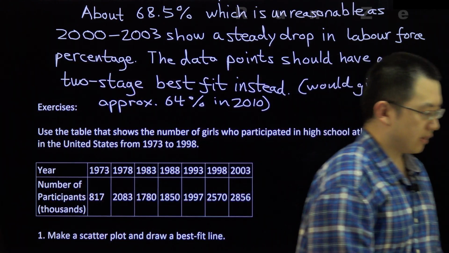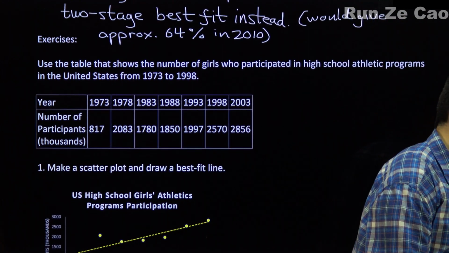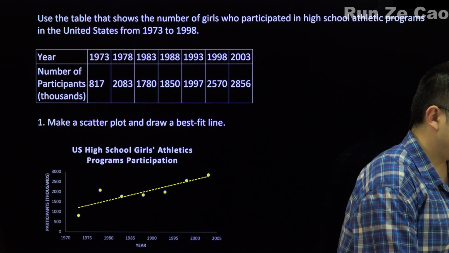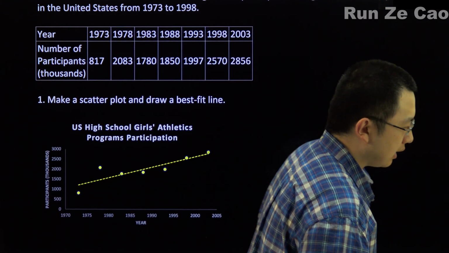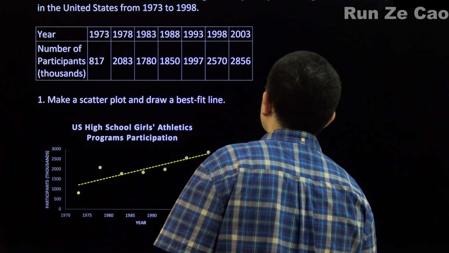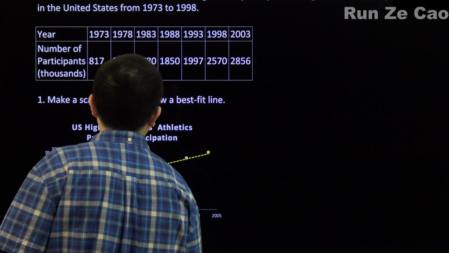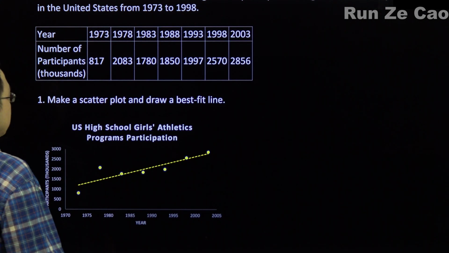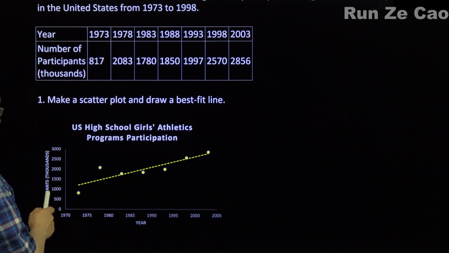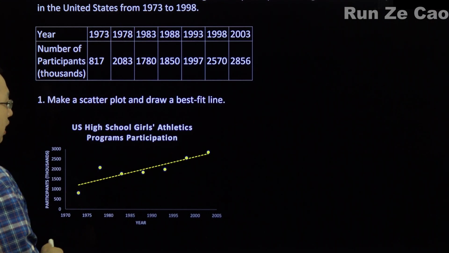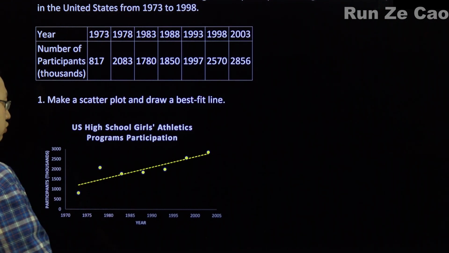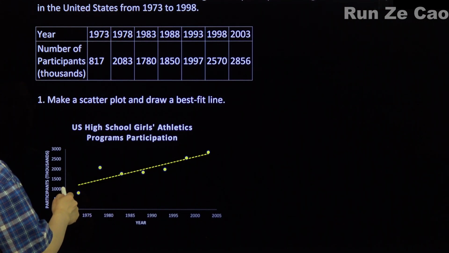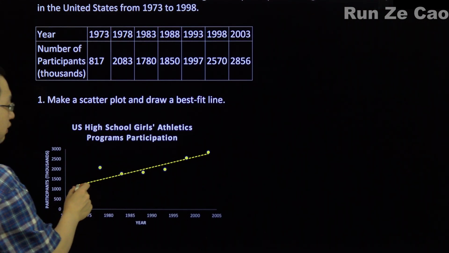Alright, let's do some exercises. Here, this is a table that shows the number of girls who participated in high school athletics programs from 1973 to 1998. And also in 2003, apparently. We have an extra data point. Wonderful. Make a scatter plot and draw a best fit line. You plot all your data points, and then you put show trend line and make sure it's a linear fit, and it will draw your best fit line for you, which is very convenient.